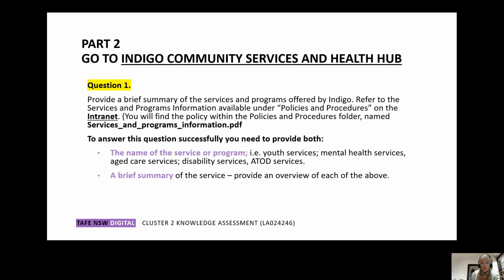What you need to do is provide, one, the name of the services. So there's a range of them. So list first the name of the service and then provide a brief summary. So, you know, Indigo has a youth service. What's the name of the youth service and what does that service offer? So you might be writing a sentence against each of the services. Okay, so the name and a brief summary.